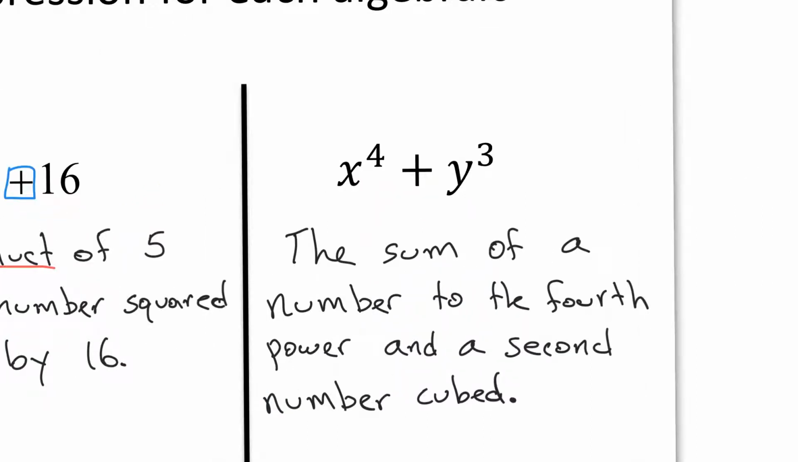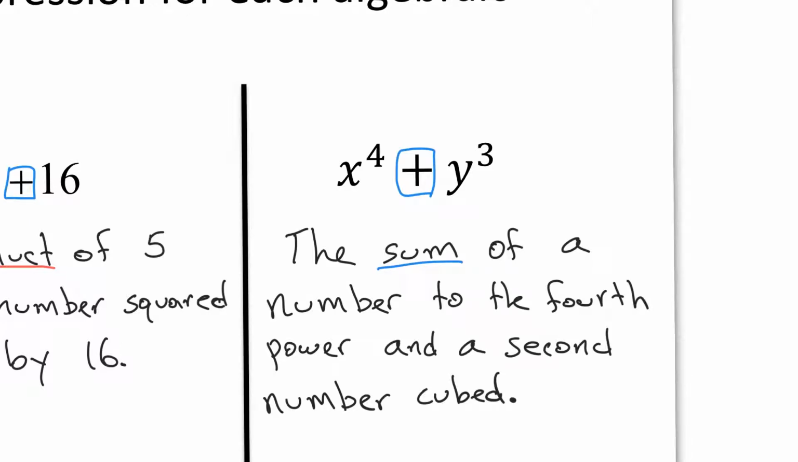Now this expression, you really need to understand what it represents. We do have x to the fourth power plus y cubed, or you can say y to the third power. First of all, notice that we do have two different terms, two different variables, one's an x, one's a y, and the two variables have a different exponent. We are adding, so somewhere in our sentence we have to say something that represents addition. So here, one example is the sum. So let me just underline again that word sum, which means you're adding.